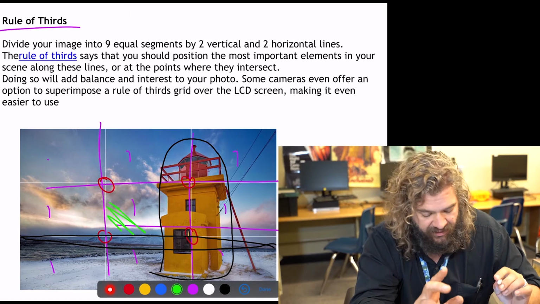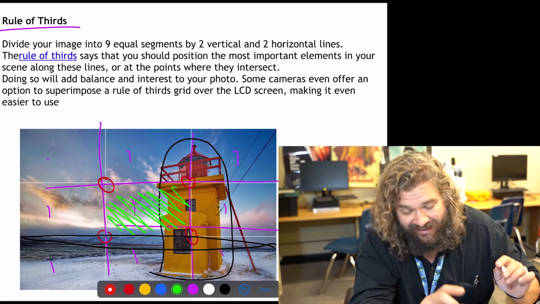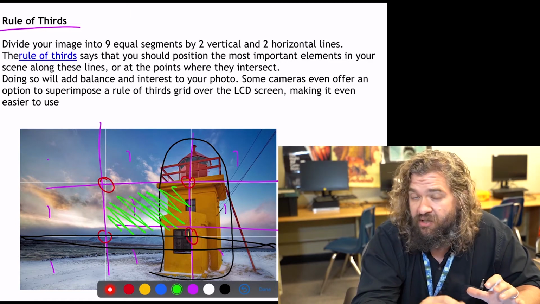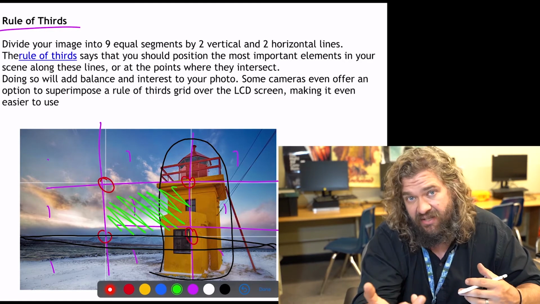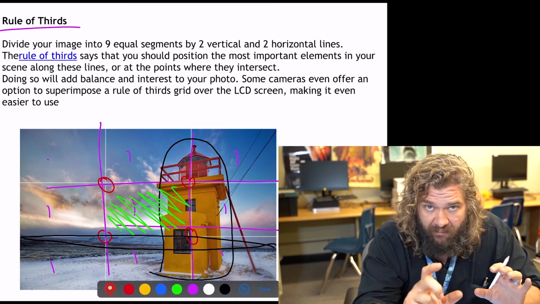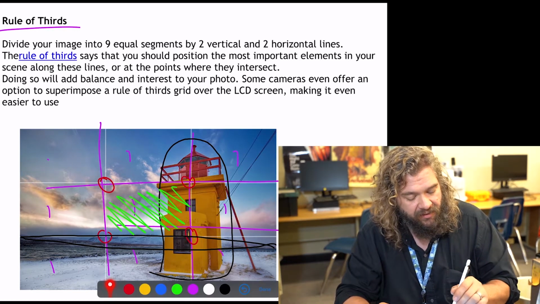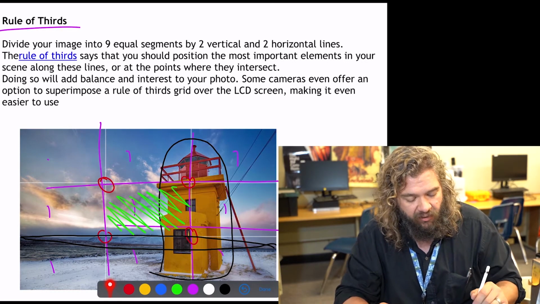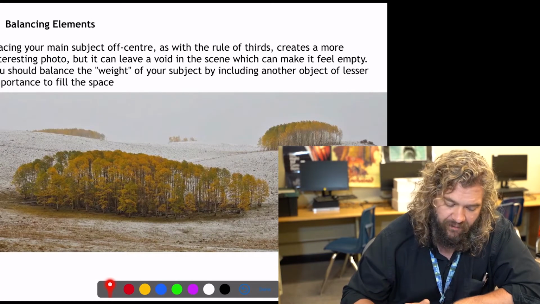Here's the deal. Never, never, never, I'm going to do this in green, put your most important feature in the center. That's really cliche and really easy to do, so a lot of photos don't create the visual tension you need to get the attention of your viewer. So avoid the middle with the most important features. Work the top third, bottom third, right third, left third, and those power points, or the power lines. That's the rule of thirds.